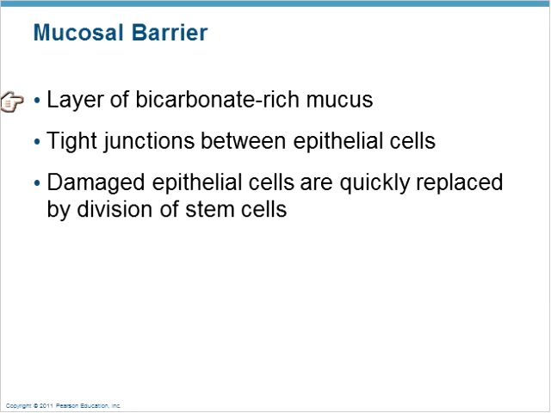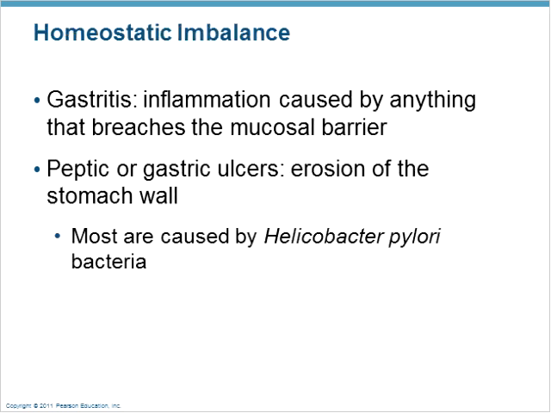The mucosal barrier is a layer of bicarbonate-rich mucus. It has tight junctions between the epithelial cells, and damaged epithelial cells are quickly replaced by division of stem cells. So it really is trying to keep that barrier in place.